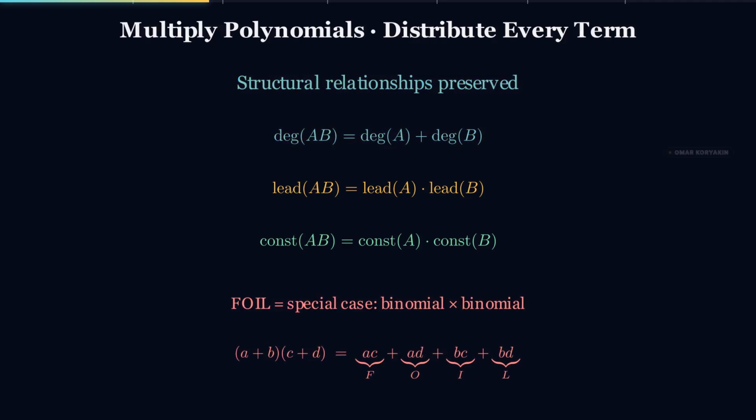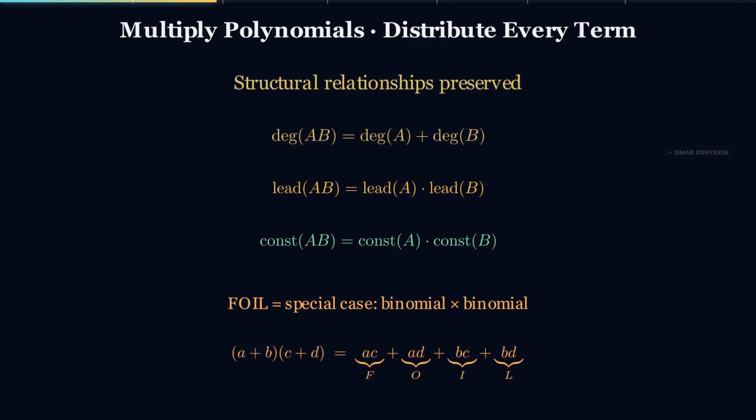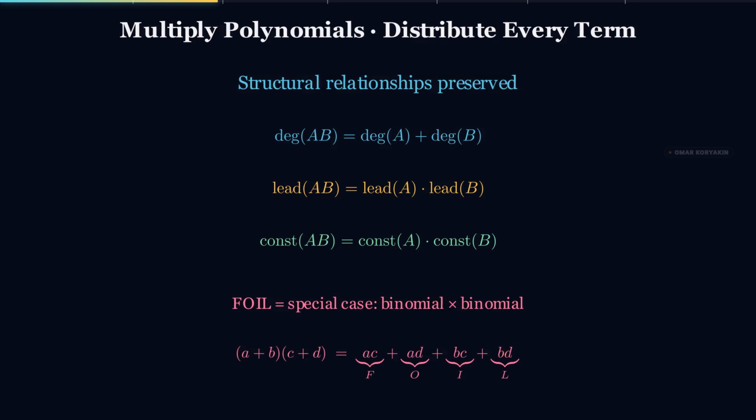Today, we drill the mechanic on two examples and lock it in for the rest of the section, where polynomial division and equation solving will both build on top of multiplication. The FOIL rule from many algebra textbooks is just the binomial times binomial special case of this mechanic, with the four pairwise products labeled first, outer, inner, last.